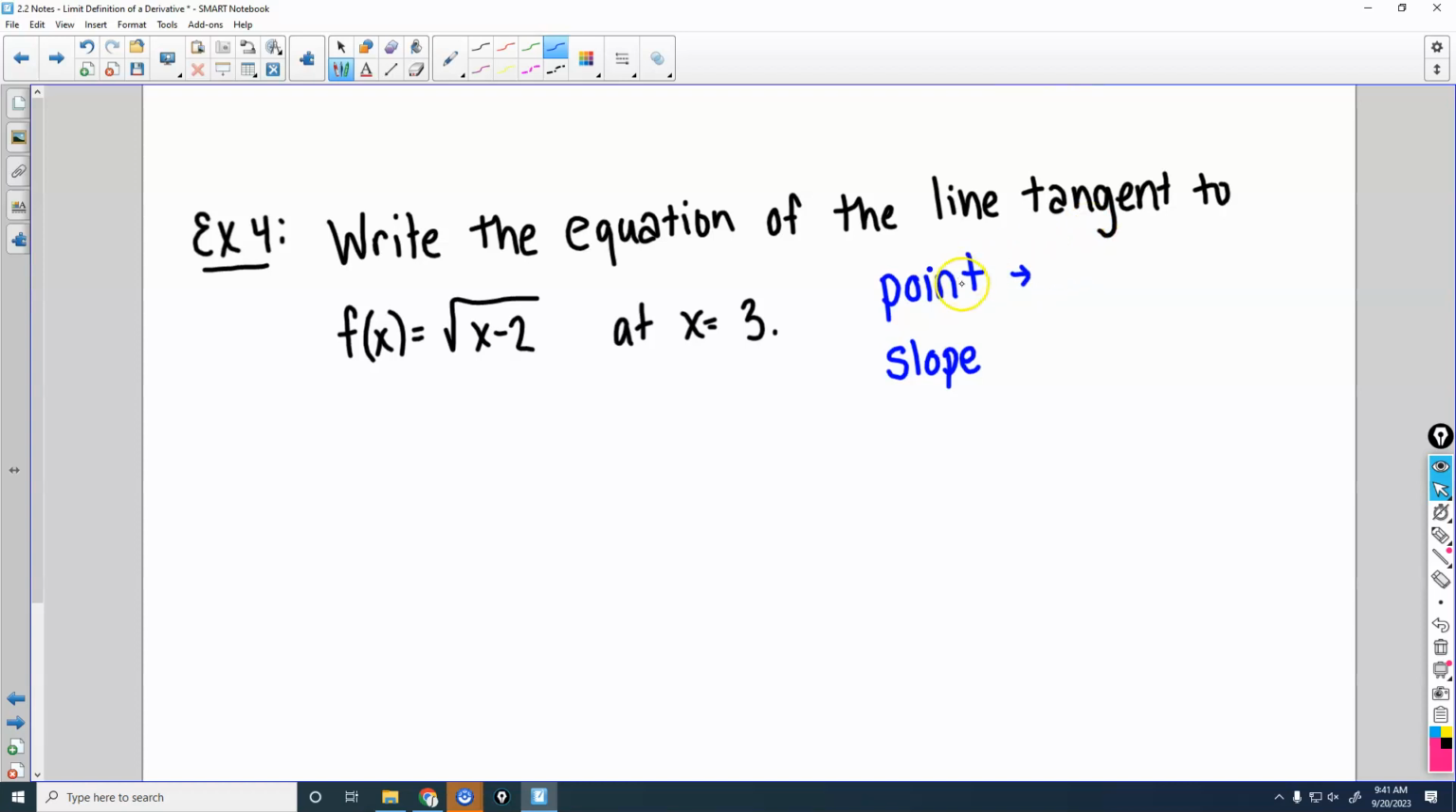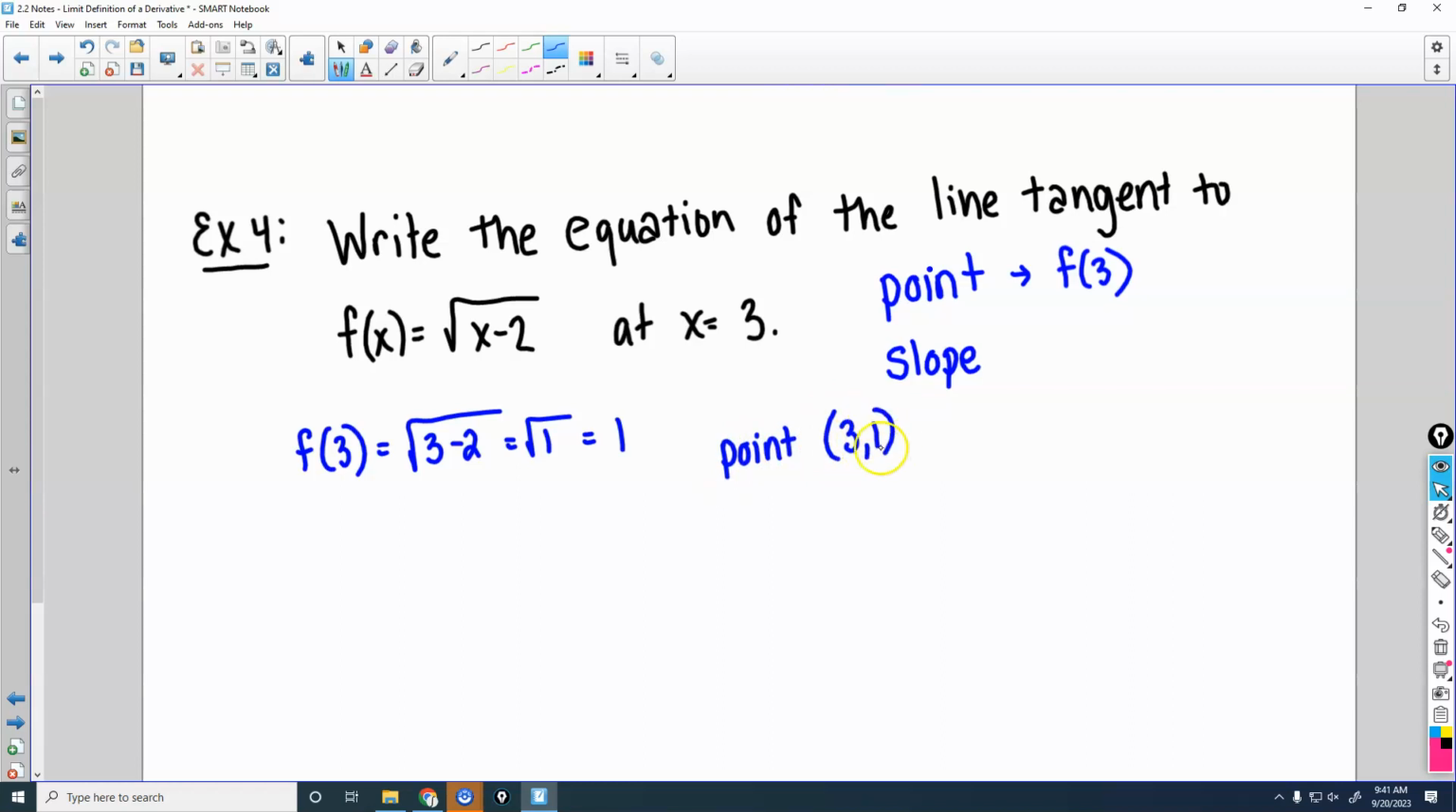Just plug it in. We're just finding f of 3, right? So if I do f of 3, that is just plugging in 3, square root of 3 minus 2, which is the square root of 1, which just equals 1. So my point for this would be 3, 1. There's the coordinates of the point. How do I find the slope of the tangent line at 3?